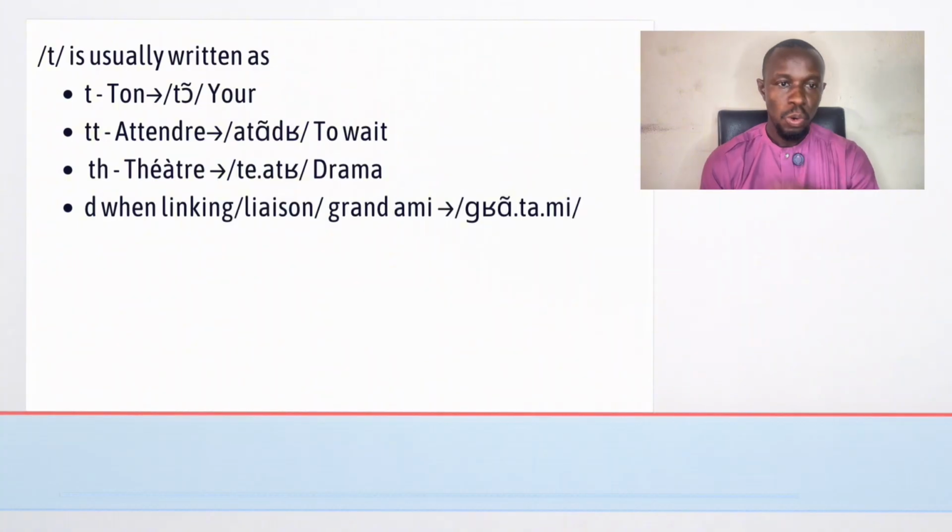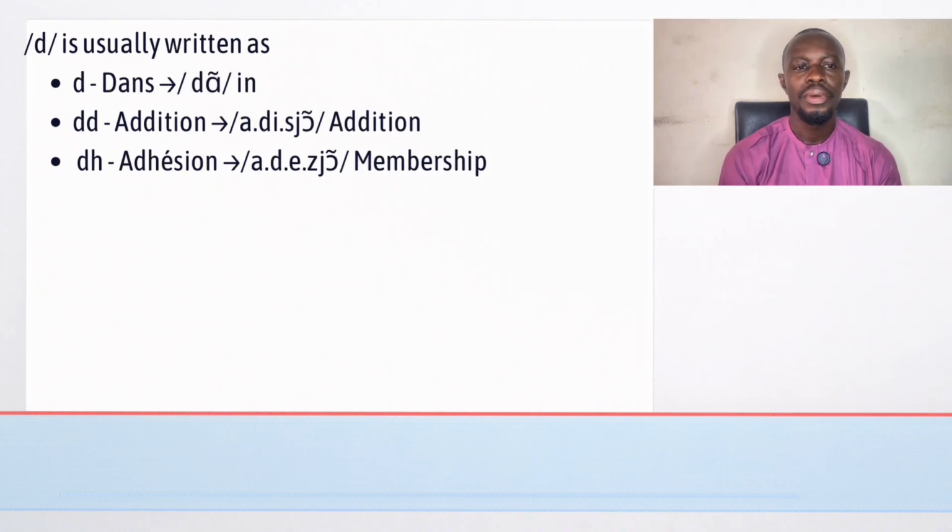Now when you see a D that's used in linking, we call it la liaison. The D changes to T. For instance, we have grand termine. On dit grand termine.